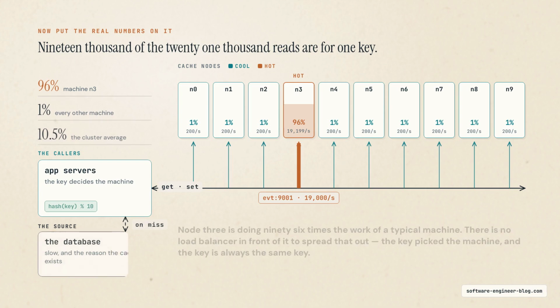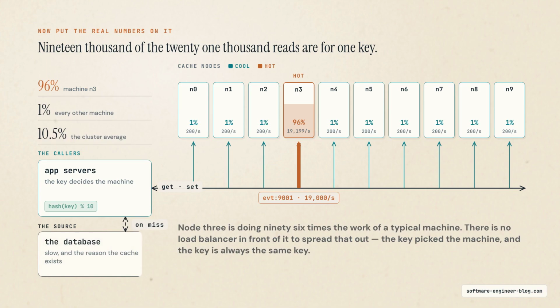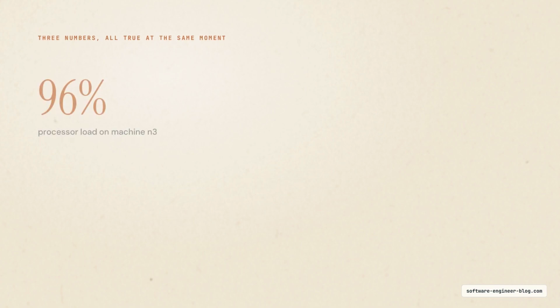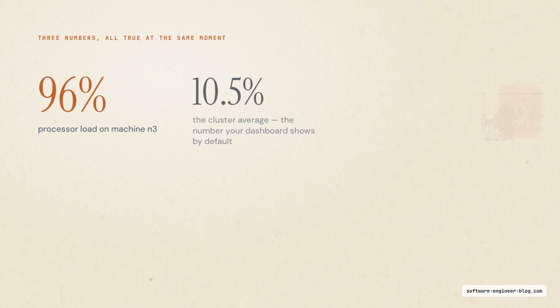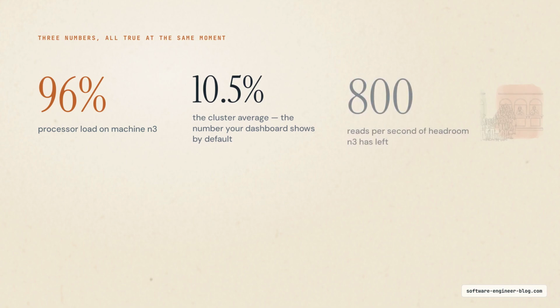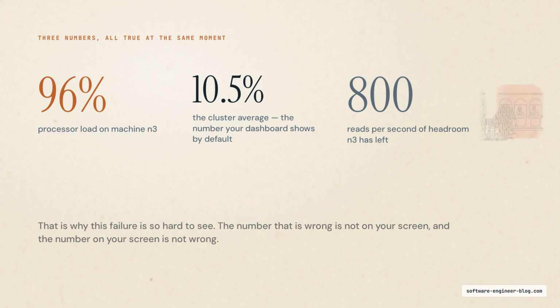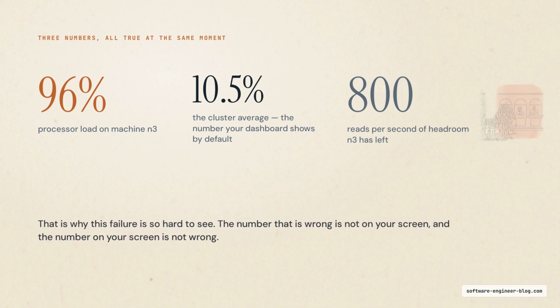Look at the pipe going into machine 3. It is doing 96 times the work of a typical machine. Not 96% more, 96 times. 3 numbers, and they are all true at the same moment. 96%, the processor load on machine 3. 10.5%, the average across the cluster, which is the number your dashboard shows you by default. 800, the reads per second of headroom machine 3 has left before it starts refusing work. At 19,000 reads a second, one more share of that concert link uses that up. This is why the failure is so hard to see. The number that is wrong is not on your screen, and the number on your screen is not wrong.